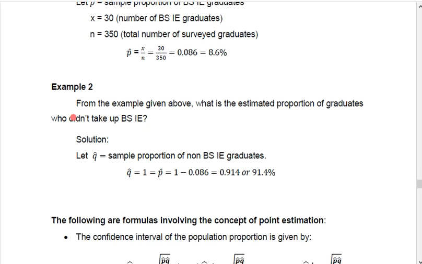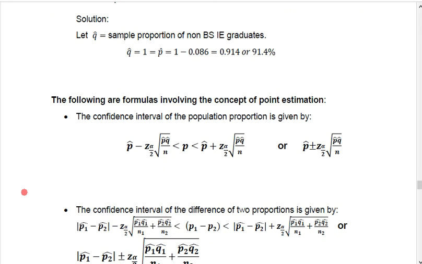Okay, sample number 2. From the example given below, what is the estimated proportion of graduates who didn't take up BSIE? So, ang hanapin naman natin, kung ito ay P hat, hanapin natin ay Q hat. So, all we have to do is to get the formula. Q hat is equal to 1 minus P hat. So, 1 minus 0.086 equals 0.914 or 91.4%. Okay, ito yung ating Q hat.